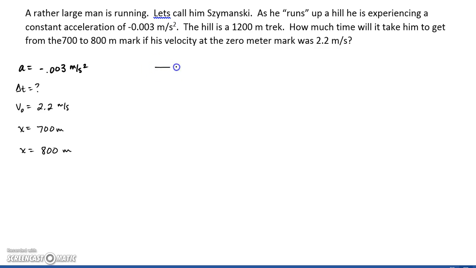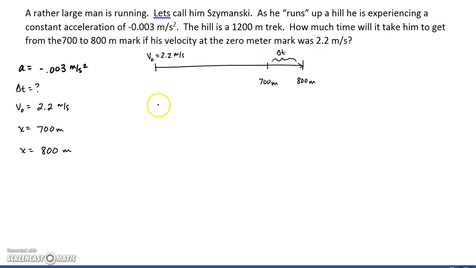So I'm going to draw a little picture about what's going on here. So it looks like we're trying to get to the 800 meter mark. And there's the 700 meter mark, and I know at this point my initial velocity is 2.2 meters per second. So when I draw this out, I'm trying to find the time interval for this section here. It seems like I might need to do two separate displacements.